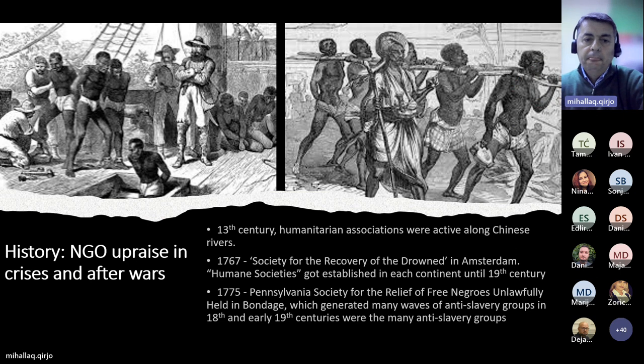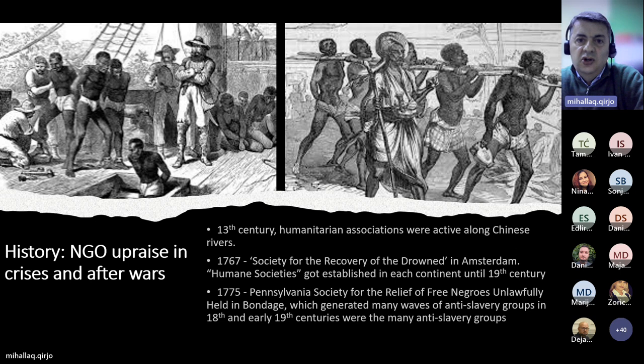If we see how the NGO movement developed, it's part of the human nature to assist, to support people in need. I picked up a few examples, like the first written elements of communities getting organized into groups, associations, is in China, for supporting communities along rivers.